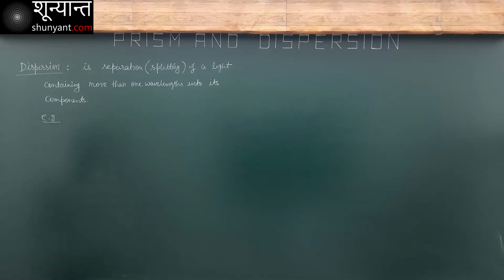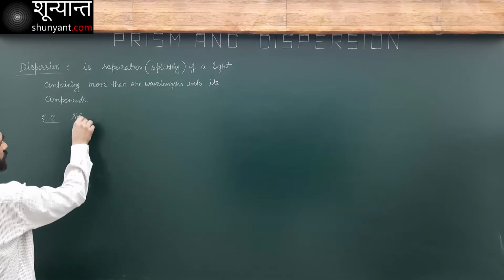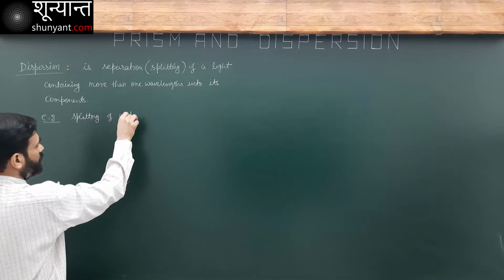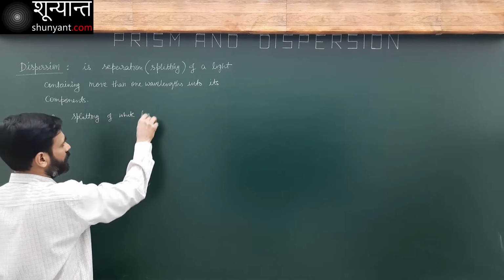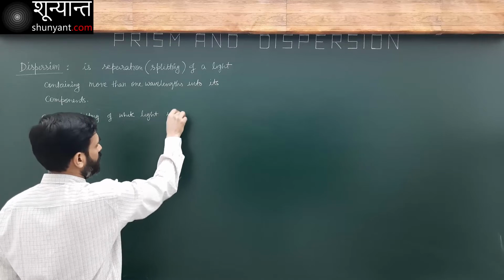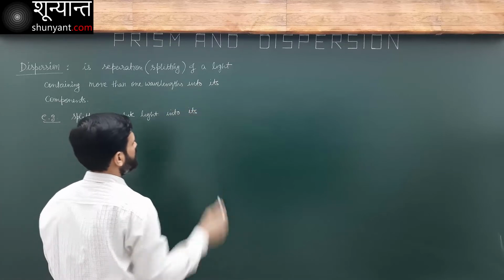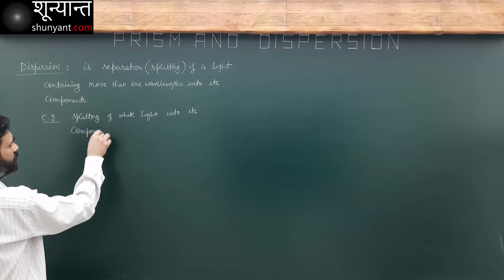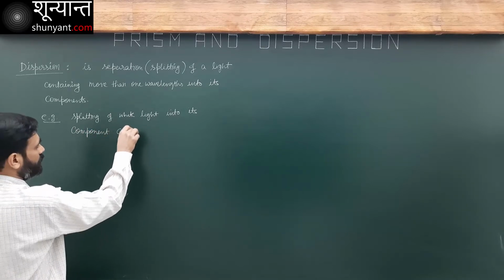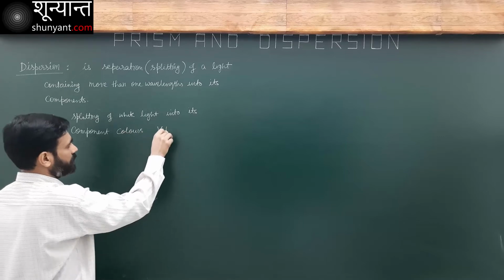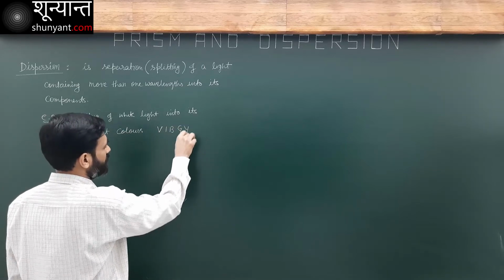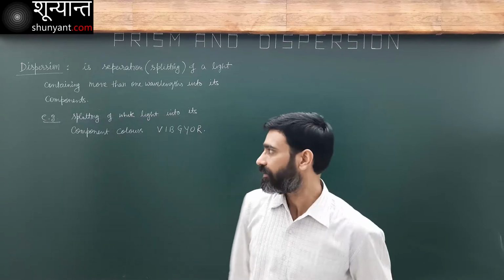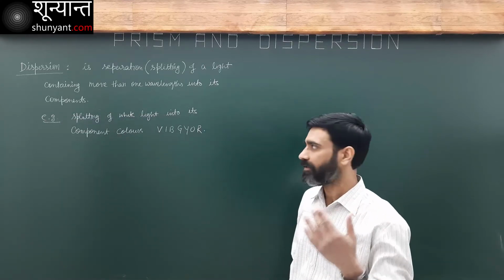For example, splitting of white light into its component colors. Okay, this is a very famous acronym, VIBGYOR. It represents all the colors which are present in white light.